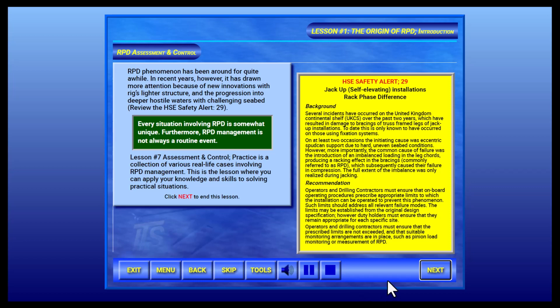The RPD phenomenon has been around for quite a while. In recent years, however, it has drawn more attention because of new innovations with rigs' lighter structure and the progression into deeper, hostile waters with challenging seabed. Every situation involving RPD is somewhat unique. Furthermore, RPD management is not always a routine event. Lesson number 7, Assessment and Control, Practice, is a collection of various real-life cases involving RPD management. This is the lesson where you can apply your knowledge and skills to solving practical situations.